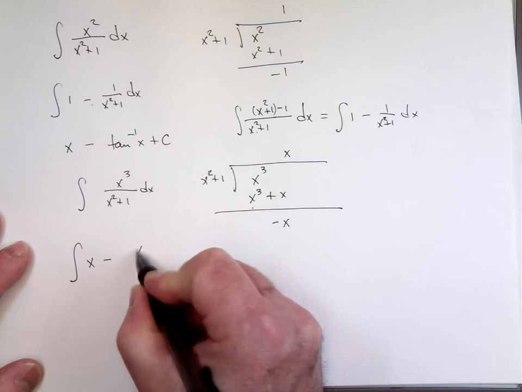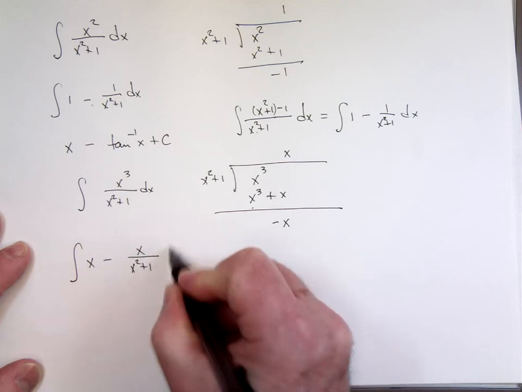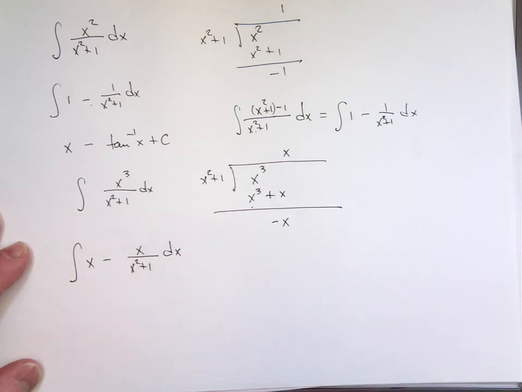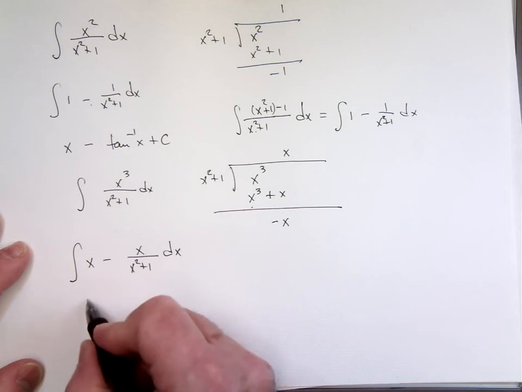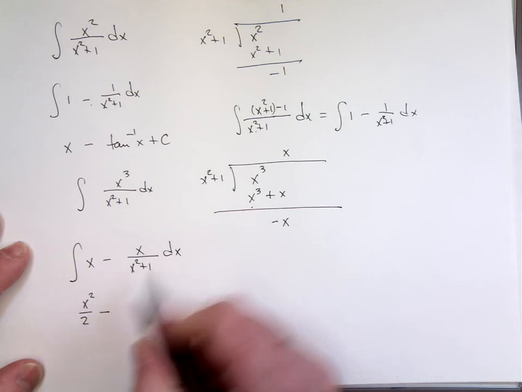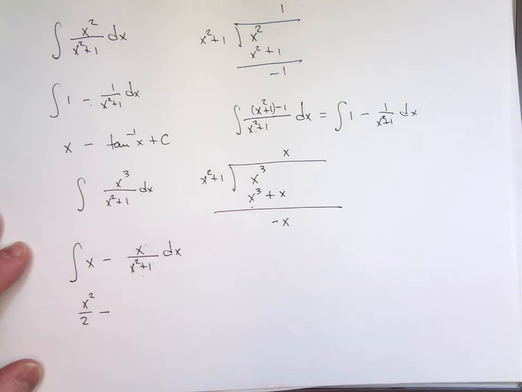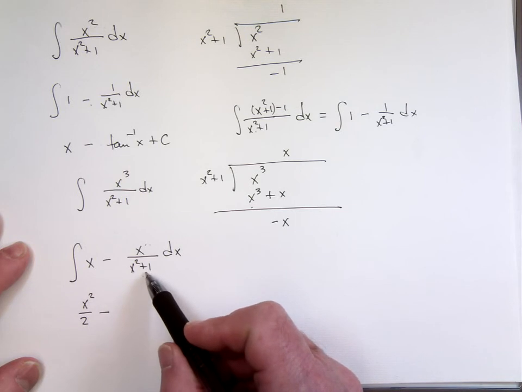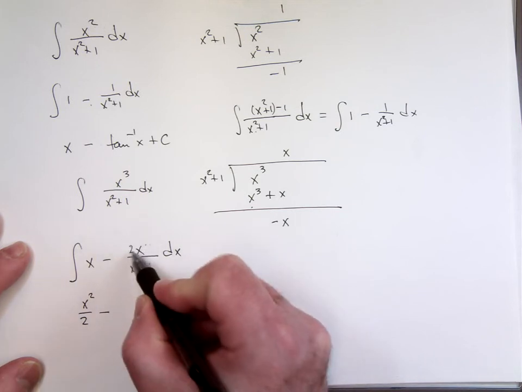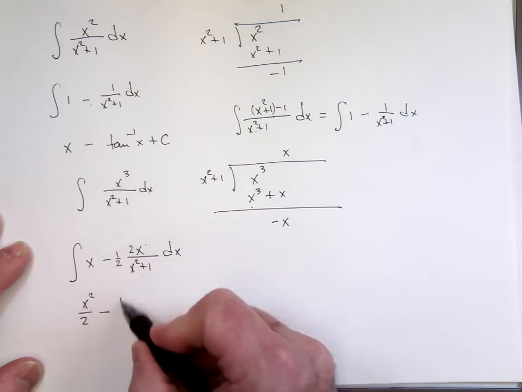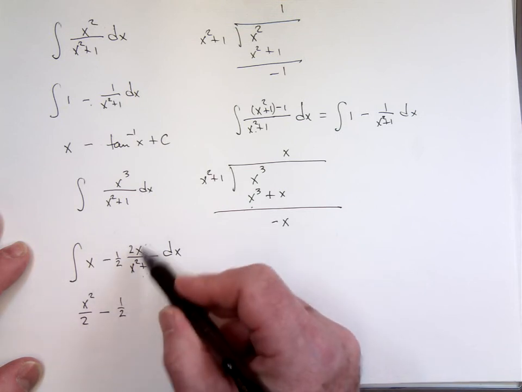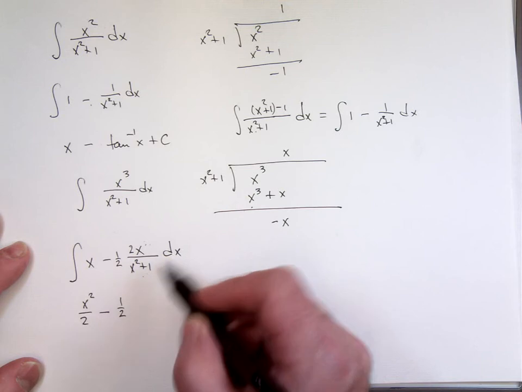The integral of x is x squared over 2. What form is this one here? Yes, it's a 1 over u du form, where u is x squared plus 1. The du is 2x dx. Multiply by 2 and by 1/2 to get 1/2. You have the integral of 1 over u du, natural log of x squared plus 1, plus c.